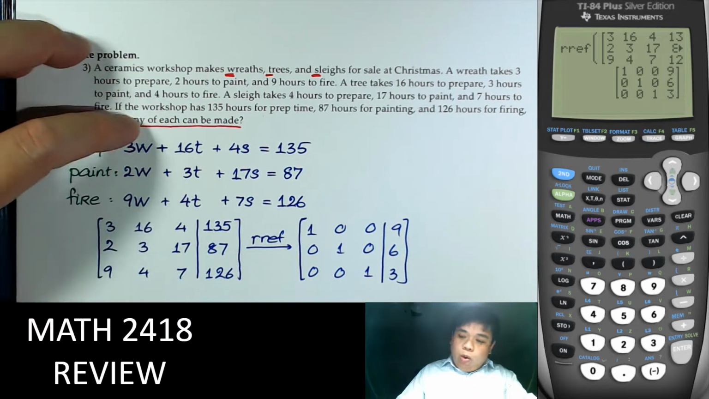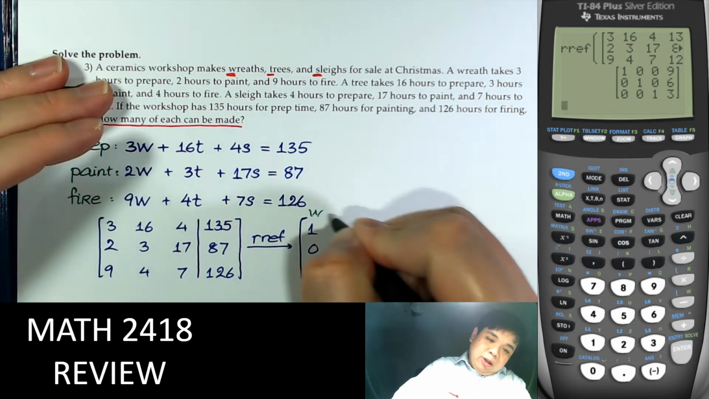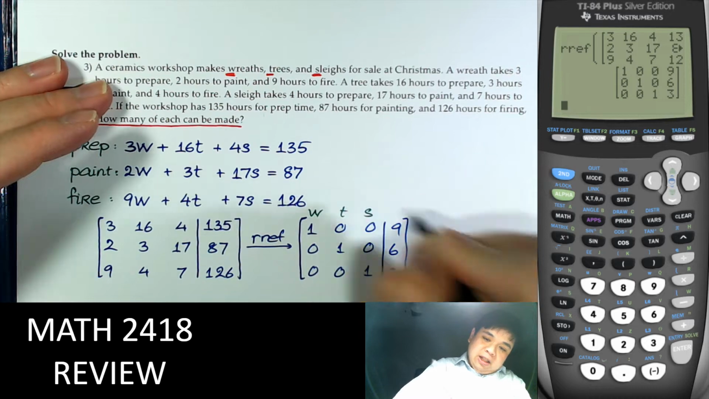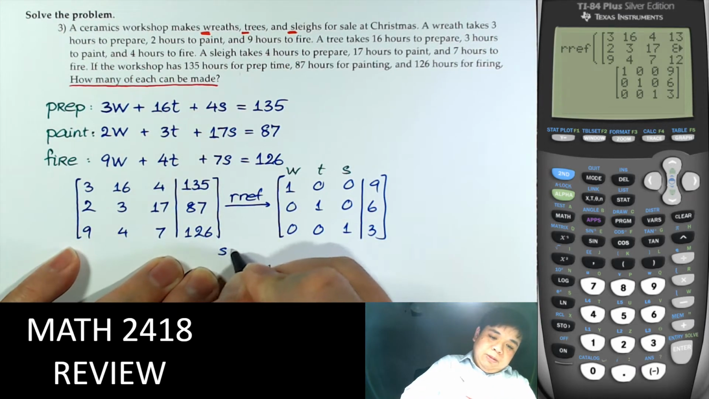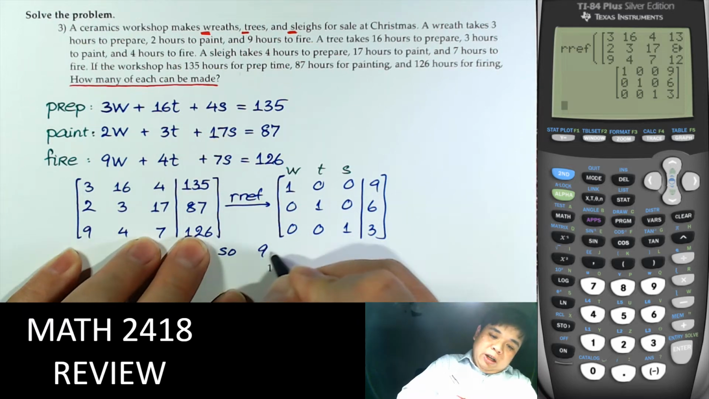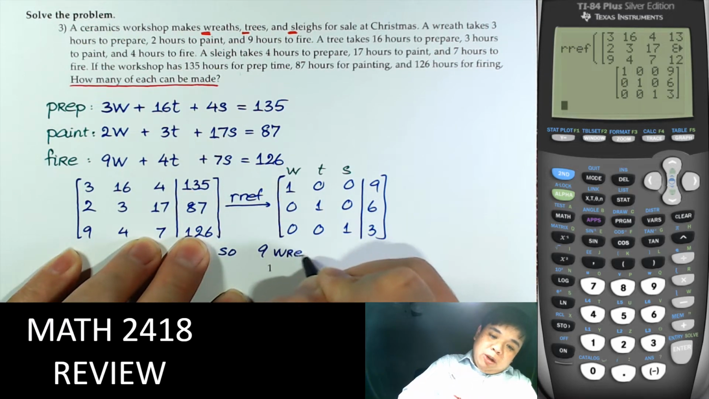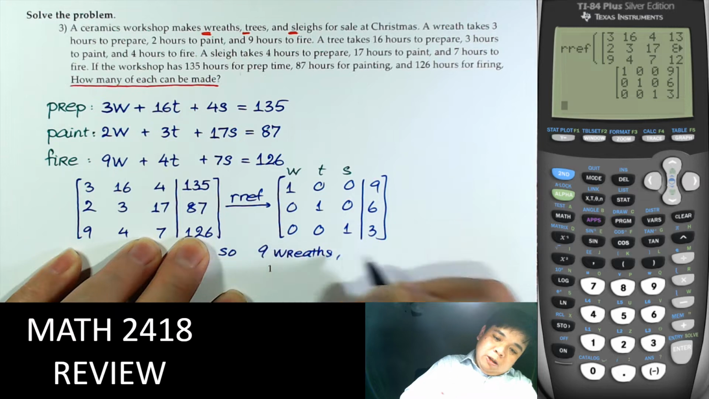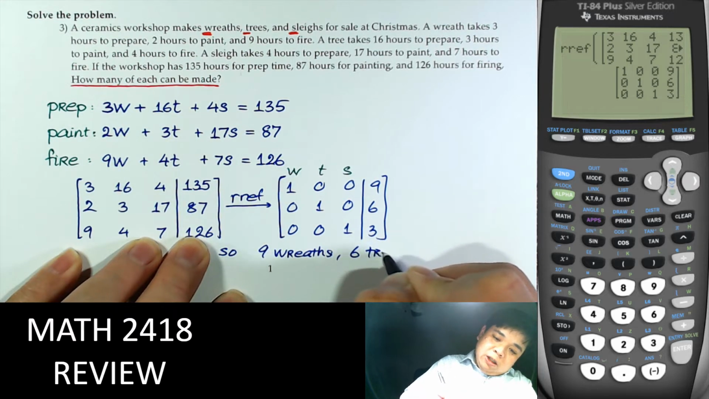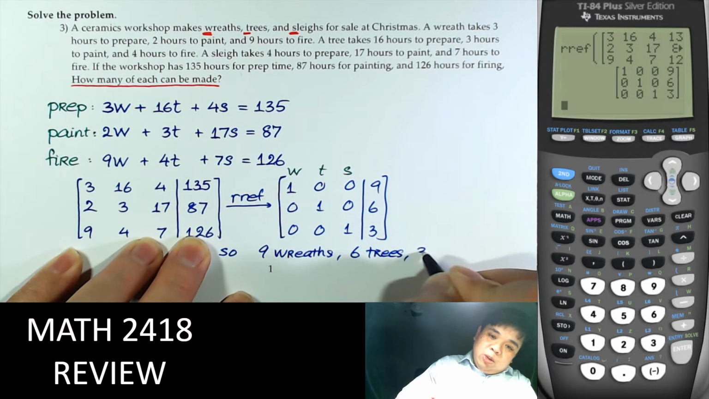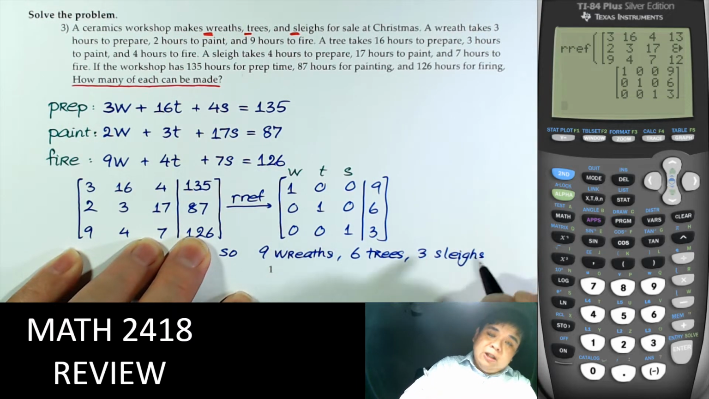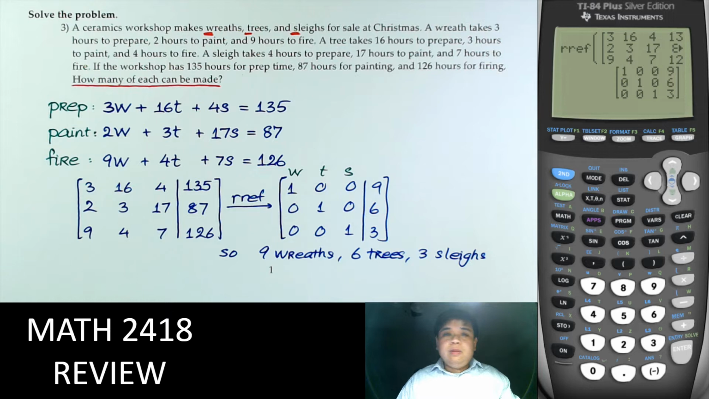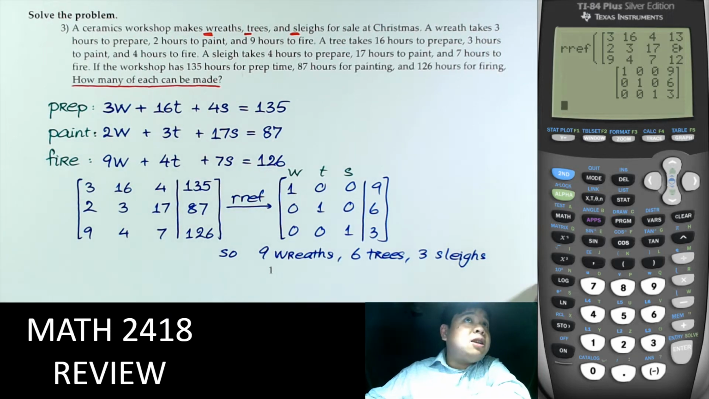Right, as coefficient we have W, T, and S. So we have the solution. So there will be 9 W, 6 trees, and 3 sleighs. Right, so we have that.